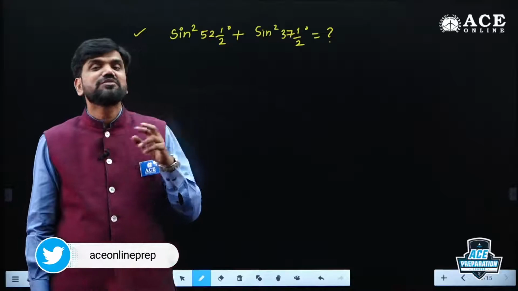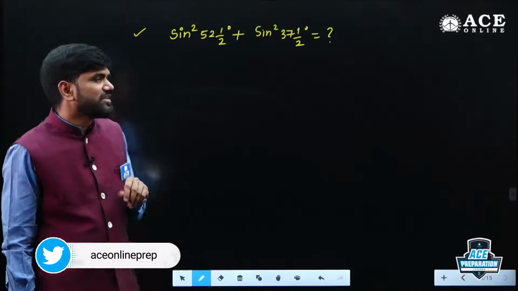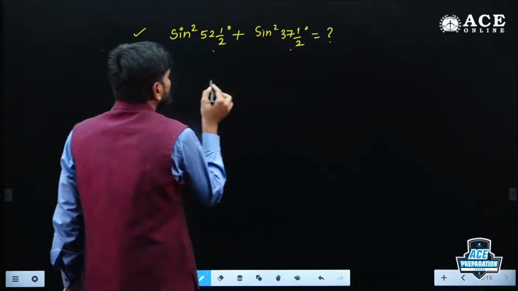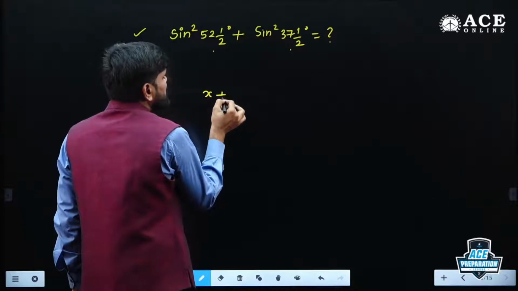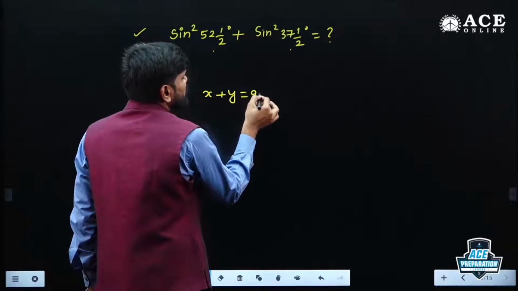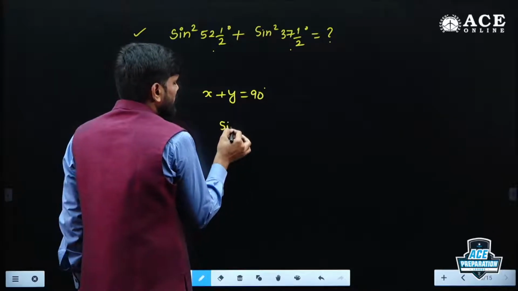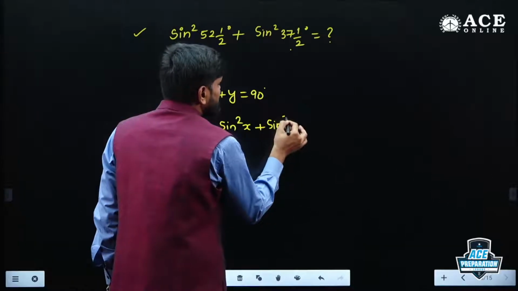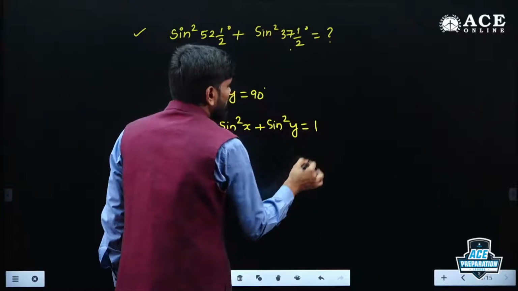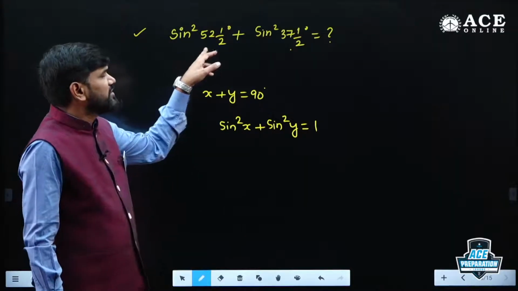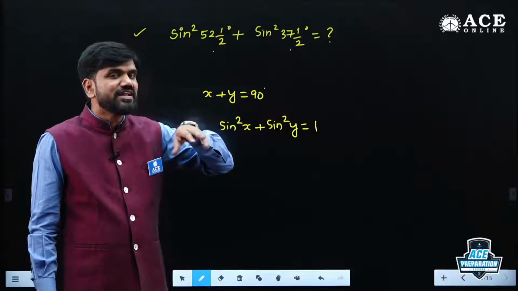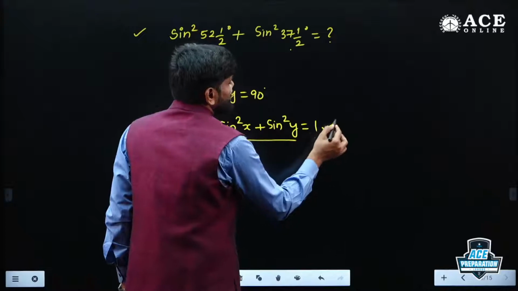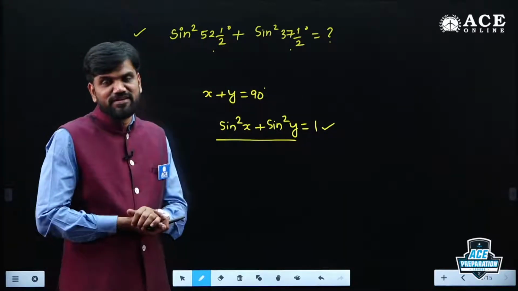X and y together are adding up to how much? 90 degrees. If x and y together are adding up to 90 degrees, then sin square x plus sin square y will become equal to how much? 1. So we know that if x plus y is equal to 90 degrees, sin square x plus sin square y is equal to 1. So here 52.5 degrees plus 37.5 degrees together are adding up to how much? 90 degrees. Hence I can say that simply sin square x plus sin square y is equal to 1.